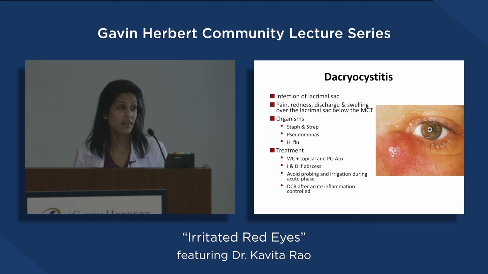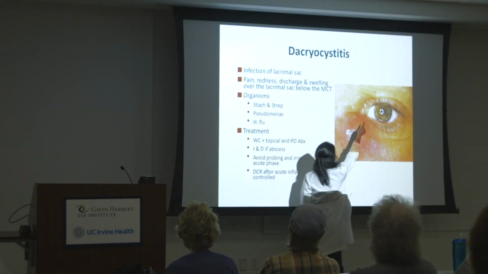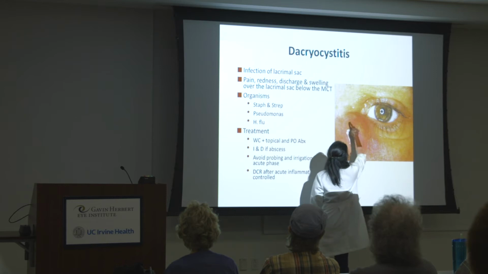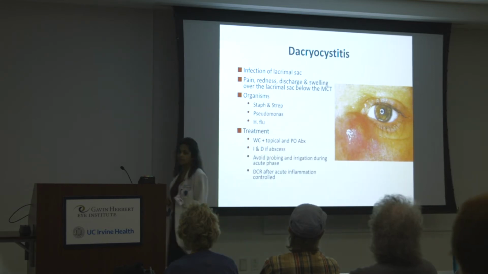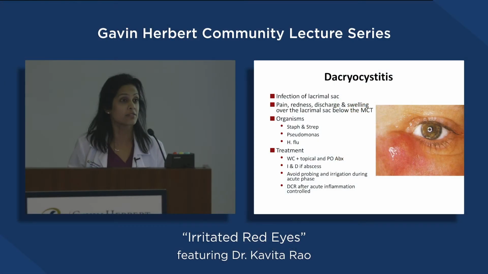Dacryocystitis also involves blockage of the nasolacrimal duct system where the tears drain. That whole duct, basically, it goes from here down to here, gets plugged up, and then it becomes red and inflamed. And also we might have to make a little incision if there's an abscess and drain it out.